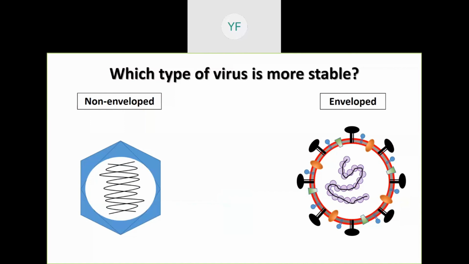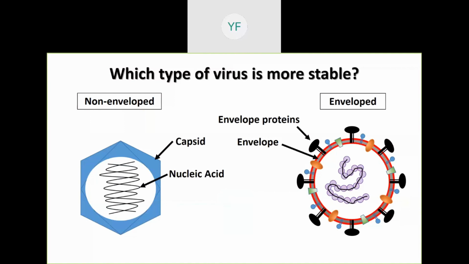So to render a non-enveloped virus non-infectious, you can damage the capsid or the nucleic acid. An enveloped virus can be inactivated by damaging envelope proteins, by damaging the envelope itself, through damage to other viral proteins, or damage to the viral nucleic acid.